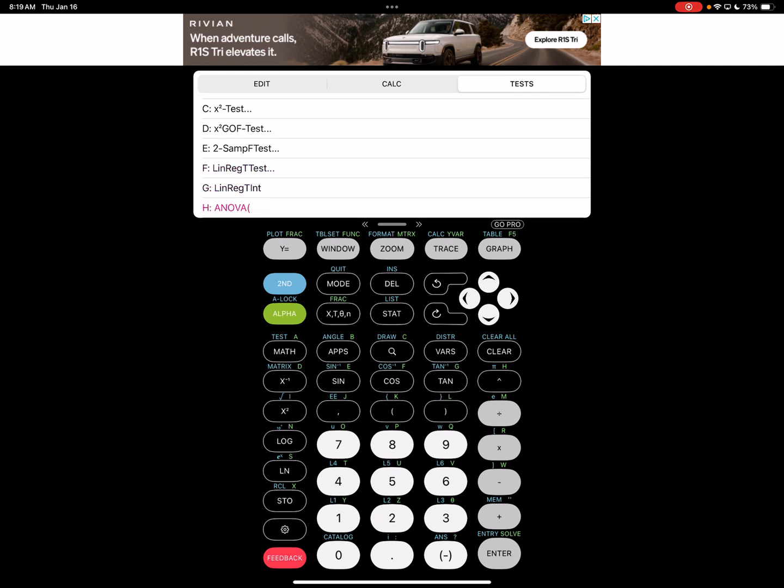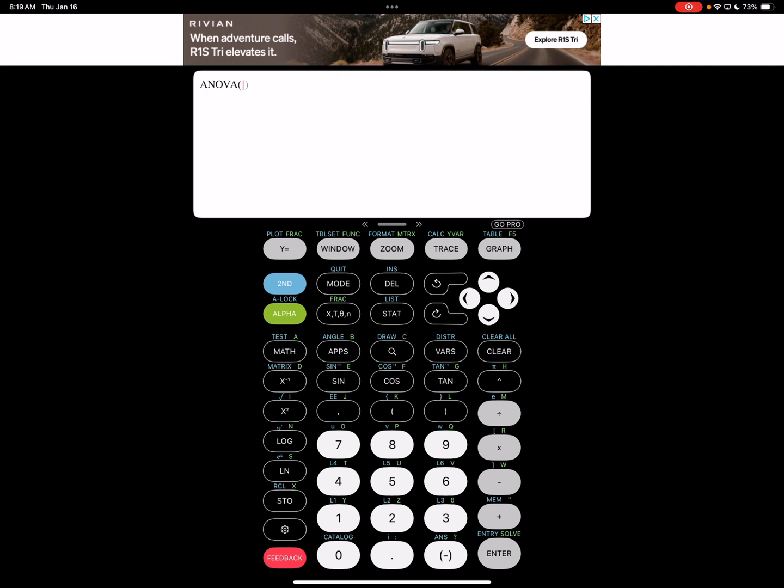Now, the difference is usually when you choose a test, it goes to a new screen that then you just tell it it's in L1 or it's in L2, or I can put in X bar, I can put in S, or I can put in how many out of a proportion, right? So X and then N. But on this one, when you do it, it puts it on the home screen, and it's waiting for you to tell it the command, okay?